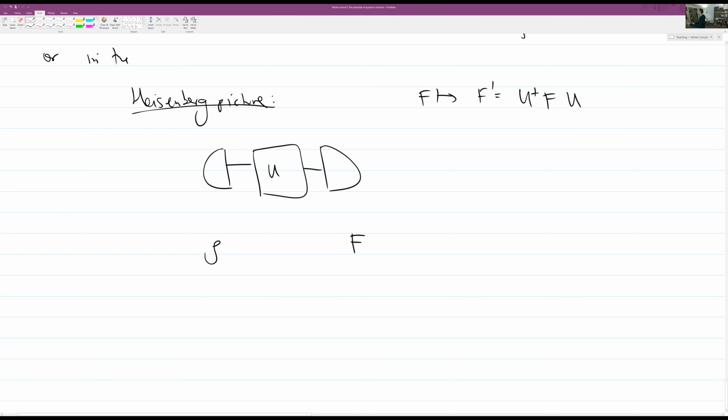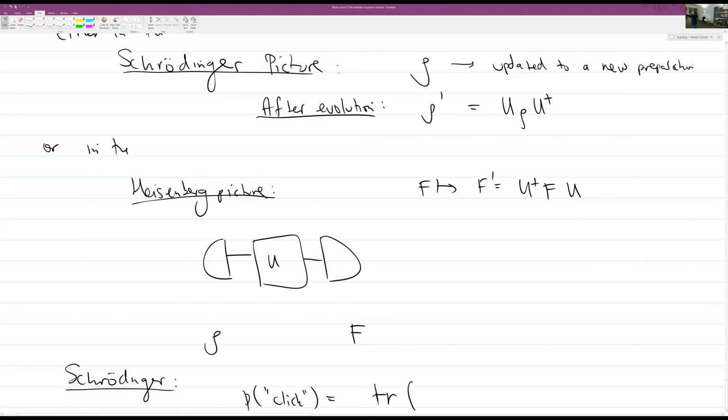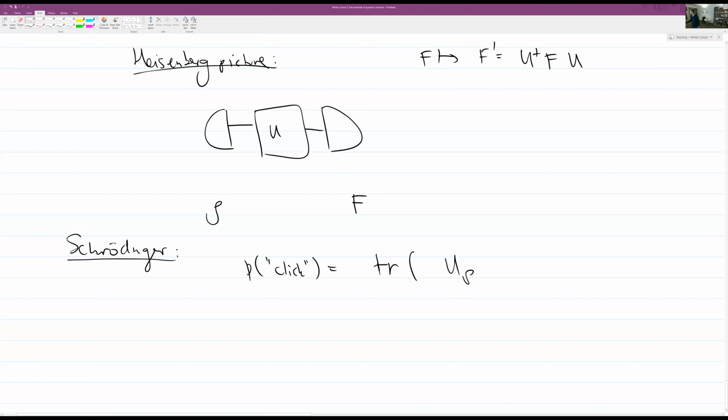And accordingly, we can now apply the postulates 1 to 4 to work out the probability that we get a click, either in the Schrödinger picture or in the Heisenberg picture. Schrödinger, let's do the probability of a click now. Well, that's the trace of, well, I told you that the way dynamics or evolutions work in quantum mechanics, in the Schrödinger picture, is that you have to change your preparation. So the new preparation is rho prime, and that's given by U rho U dagger, multiplied by F. So the probability that you get a click for this experiment is given by the trace of U rho U dagger F.